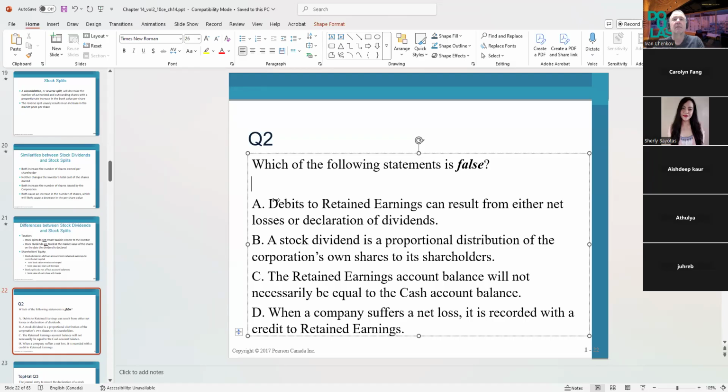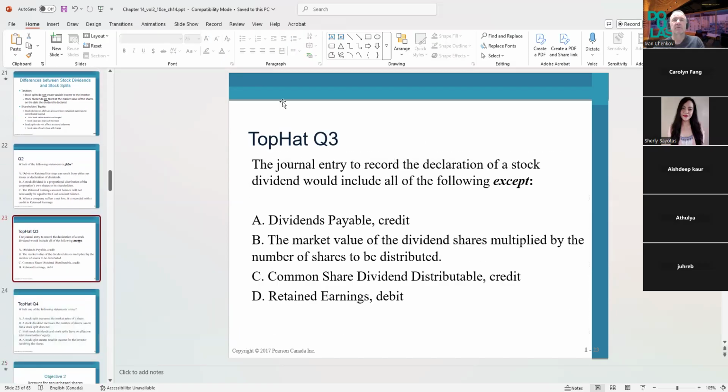Yes. Then why is D not correct? It's a debit to retained earnings. That's correct. If it was a debit, then it would be correct. Thank you. Let's go to the next question.